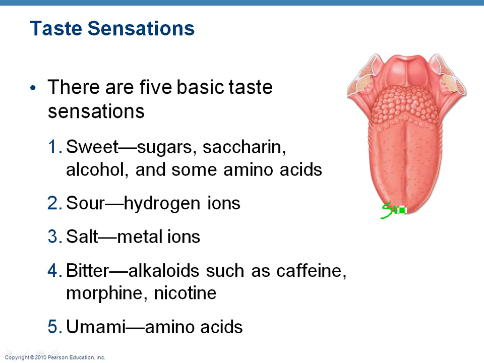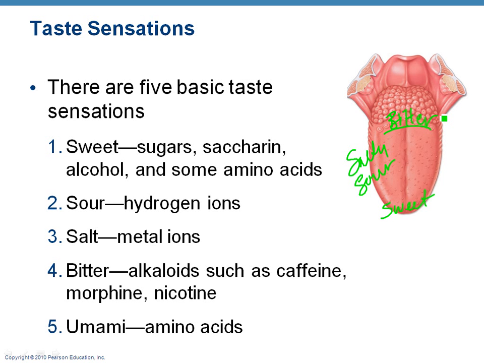So here we have sweet, here we have salty and sour, and then in the very back we have bitter. Now, when I write these sensations on the tongue, they're not exclusive to these areas. So it's not that you can only taste sweet on the tip. We have these taste sensations throughout the tongue. This is just where they're highly concentrated. So you're able to taste sweet a lot in the front and bitter in the back.